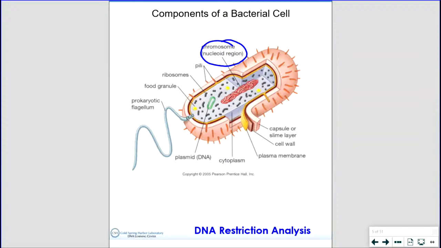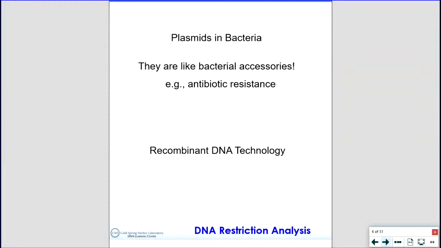However, they also can have extra DNA. That DNA can be found on little tiny rings called plasmids. So it's that little sort of candy ring that you see in the middle of the model here. Now, plasmids are pretty important. So what I want to talk about next is how plasmids can be accessories for bacteria.